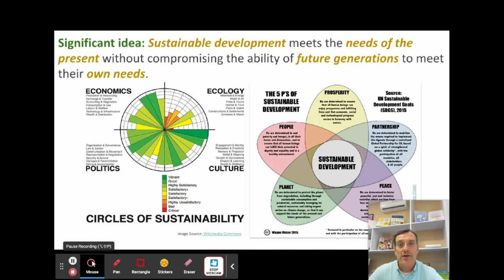Here we're going to recap the second big idea of ESS topic 1.4, sustainability. And that significant idea that you see right here on the screen is that sustainable development means meeting the needs of the present without compromising or reducing the ability of future generations to meet their own needs. We're looking at sustainable use of natural resources. This is where natural capital and natural income come into play.